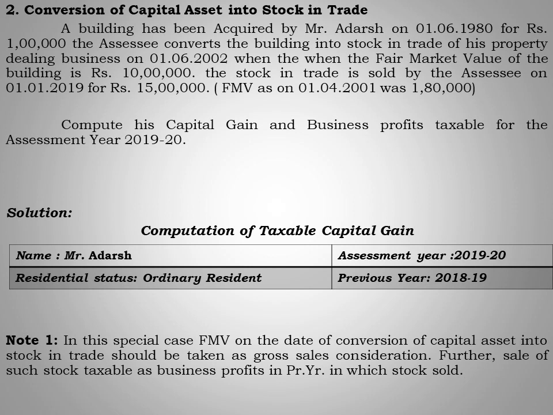Further, the sale of such stock is taxable as business profits in the previous year in which the stock has been sold. So remember the basic point, that is if the asset has been converted into stock in trade, then whatever the fair market value on the date of the conversion of that capital asset will be considered as the gross sales consideration rather than the sales consideration at which the asset has been sold. Okay, let us go with the solution.